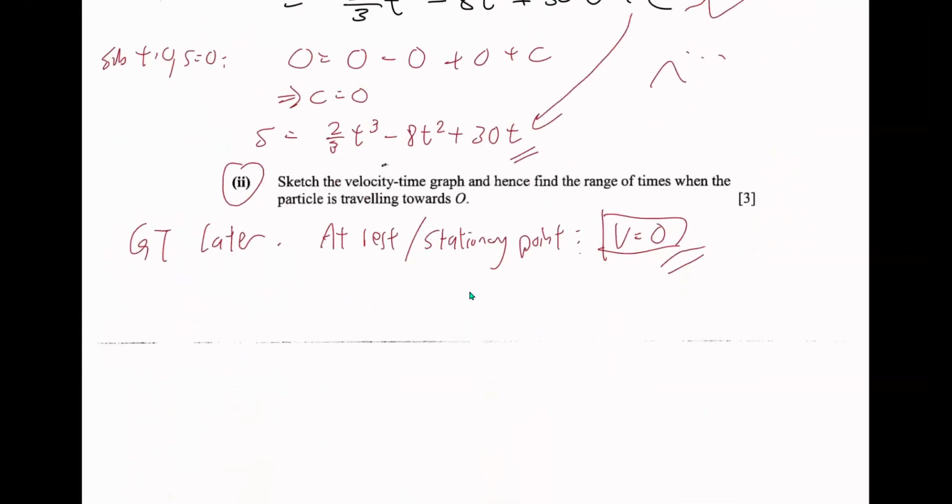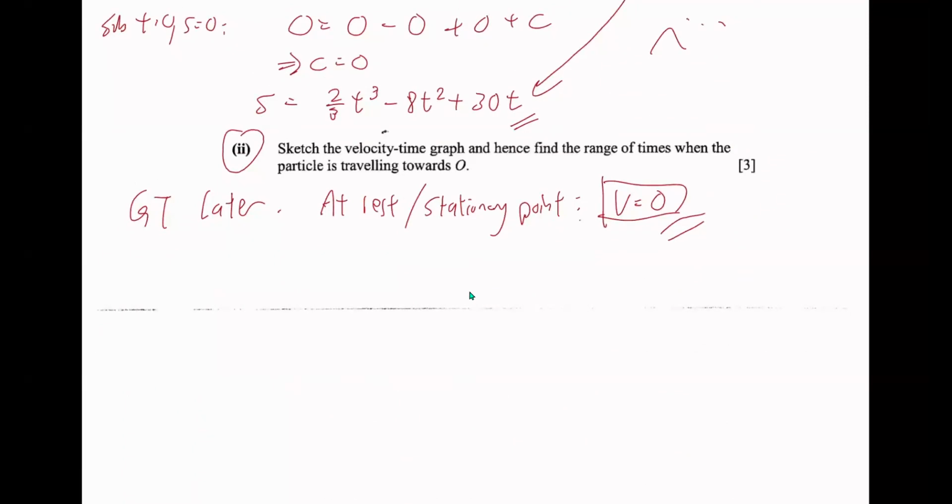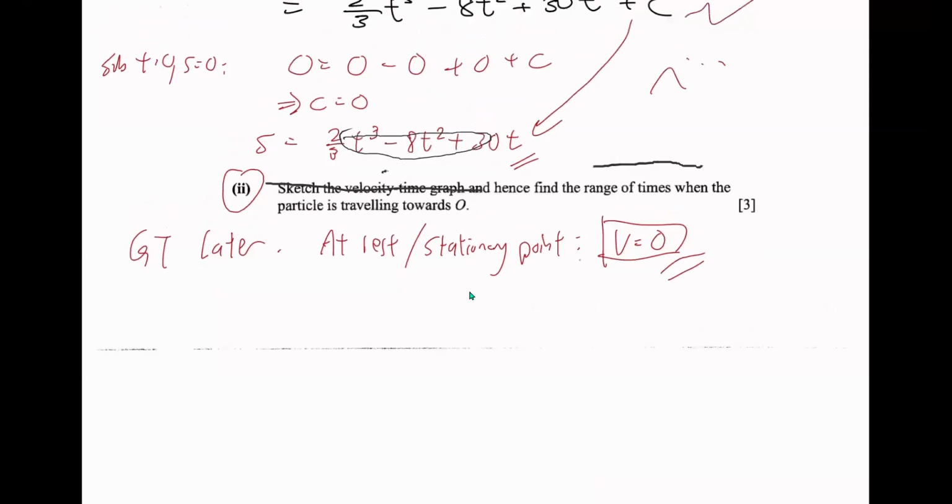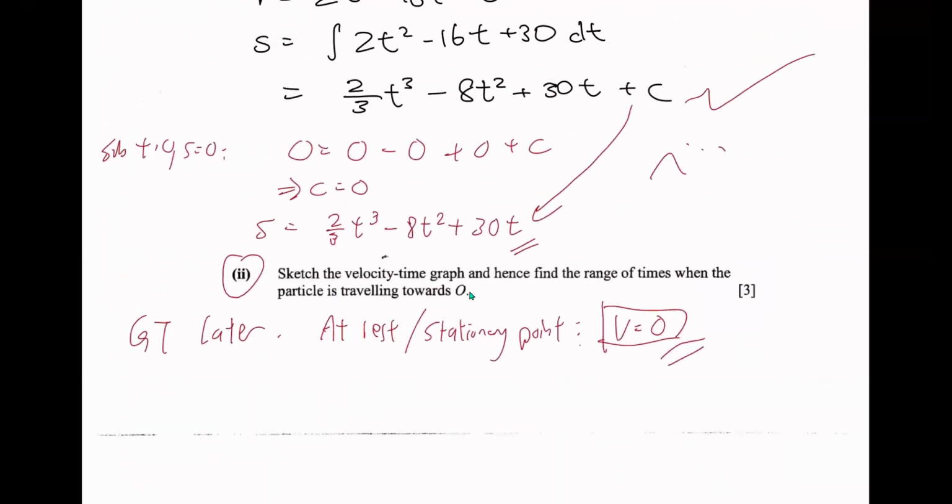And then part 2: sketch the velocity against time graph and hence find the range of times when the particle is traveling towards O. Whoa, what does it mean? Never seen before. Okay, so what we need now is the velocity-time graph.